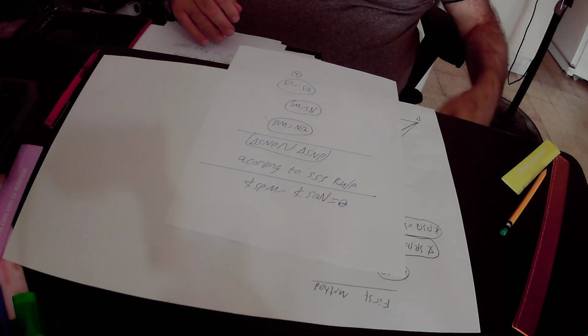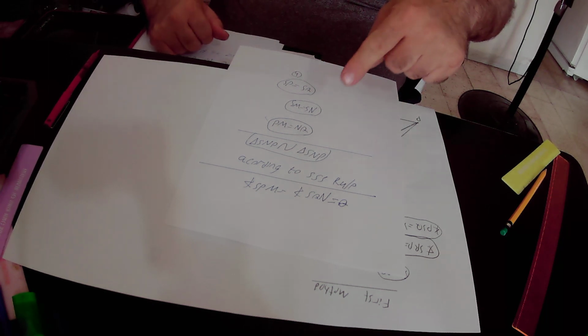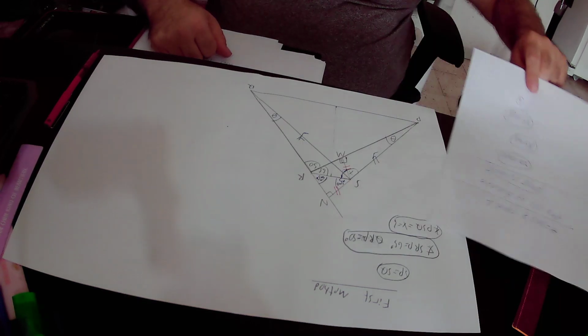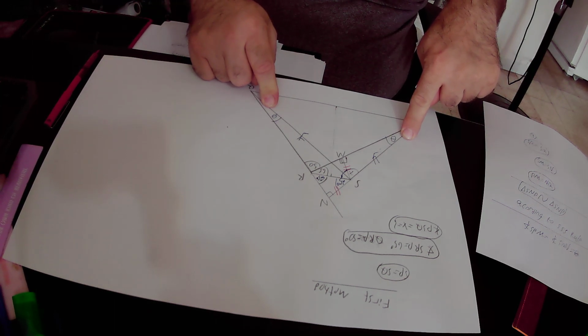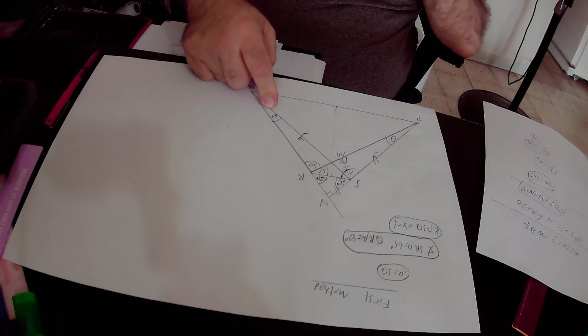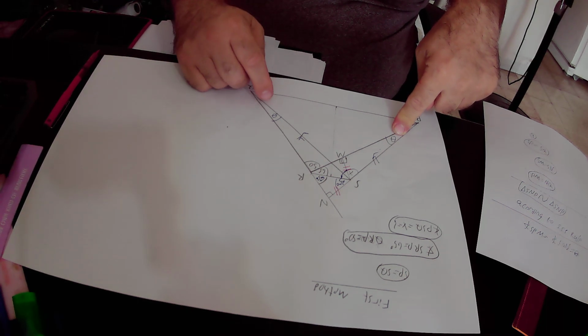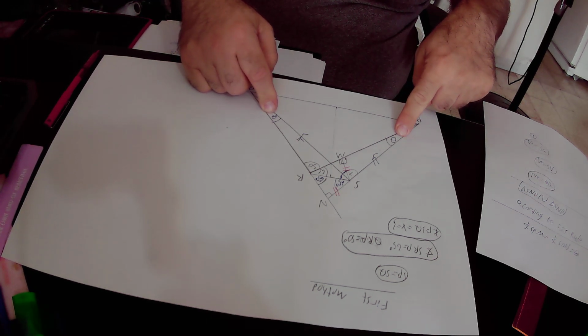From the fact that those two right triangles are congruent, we can conclude that angle NPS equals angle NSQ. Those two angles are equal according to the rule that corresponding angles in congruent triangles are equal. So if this angle SPM equals theta according to our definition, then angle SQN will also equal theta.